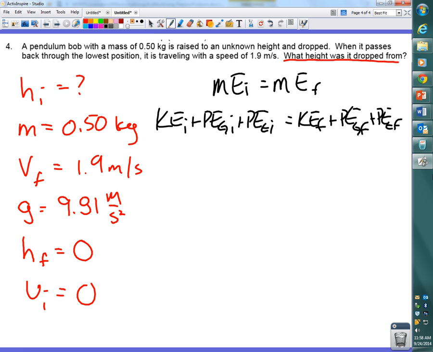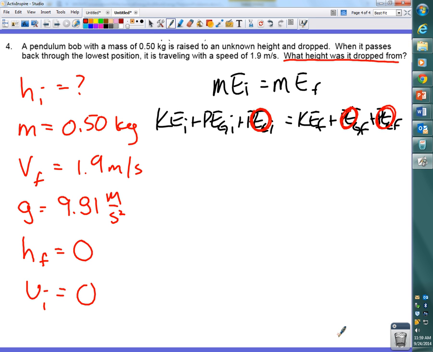But just like we did in the previous problem, a lot of this stuff is going to go away. Sean, is there anything being stretched or compressed in this problem? No. So what does that do to the elastic potential energy in this problem? They're both 0. Okay. Matt, what's the final height of this problem? 0. So what's the final gravitational potential energy? 0.